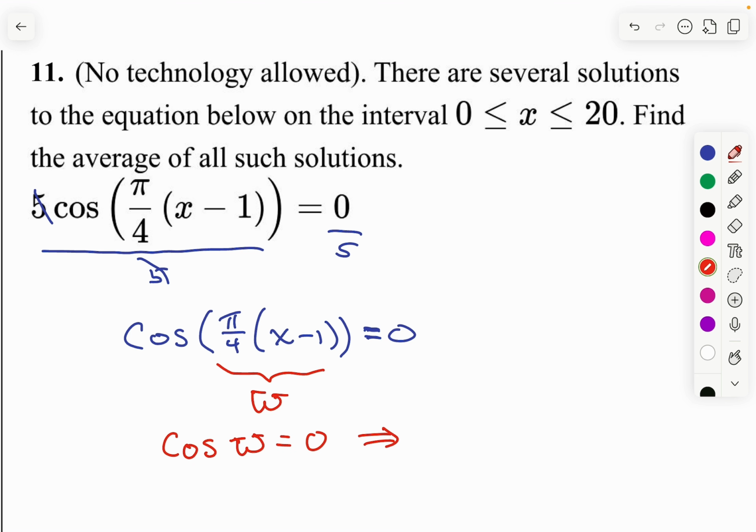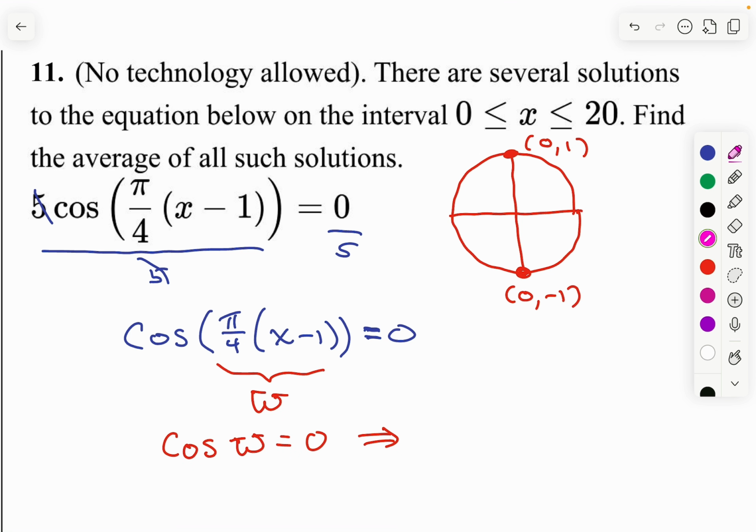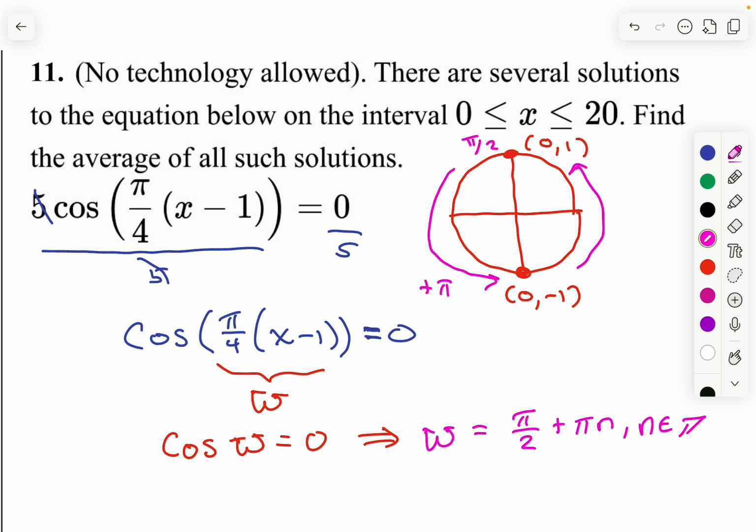And if you think of your unit circle, where are the angles, or how can we describe the angles where cosine is 0? Well, that's wherever our x-coordinate is 0, which are these two places. So we might describe it as pi over 2, and then if we add multiples of pi, for example, if you add 1 pi, you get here, and then you add another pi, you're going to return. So we're saying that w is pi over 2 plus multiples of pi. This would be a description of all solutions. Of course, we want our n to be an integer.